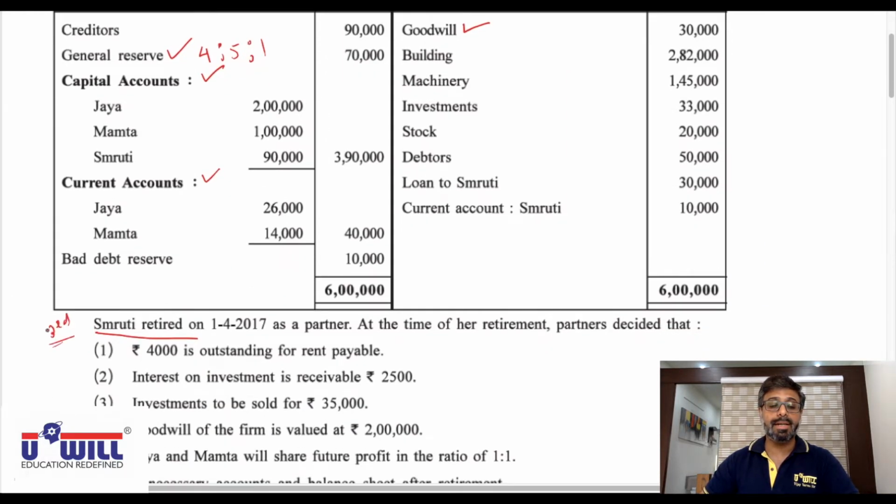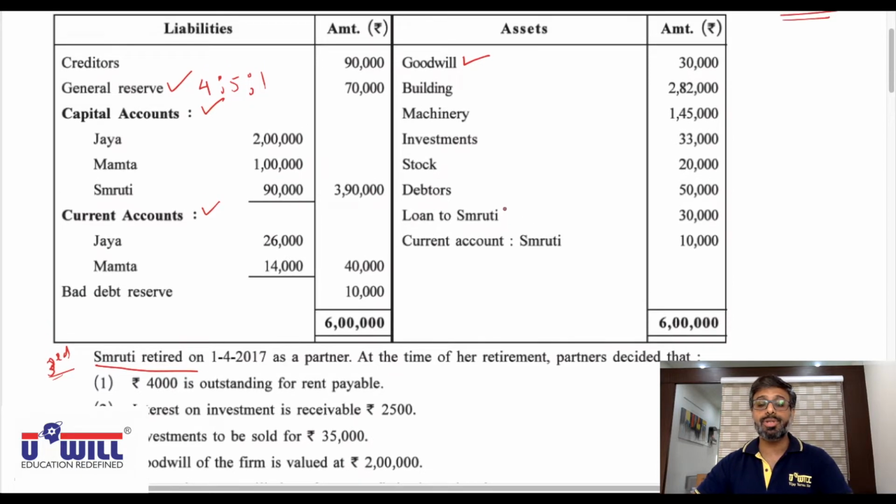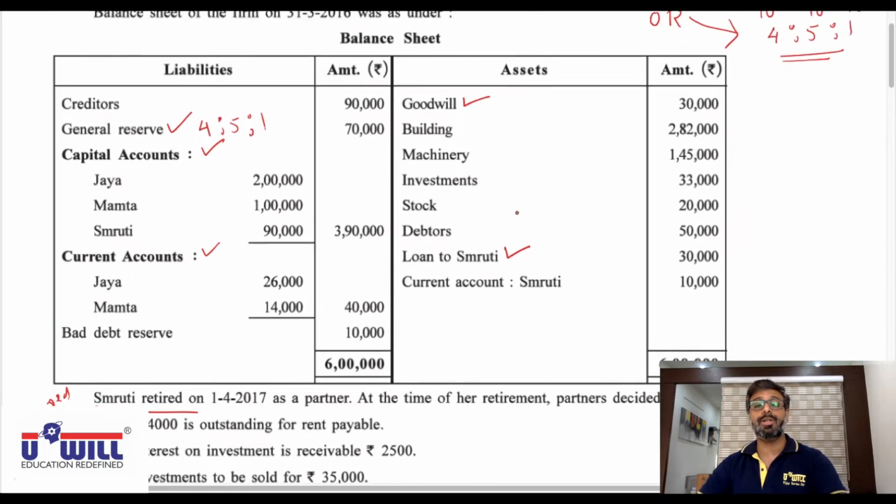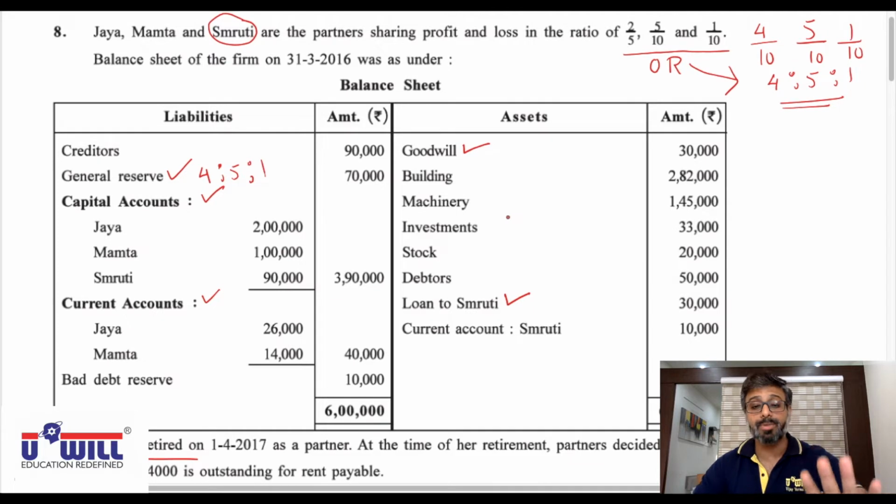So as third partner has retired, loan to Smriti also take, it will be transferred to Smriti's current account. In this question, loan to Smriti will be transferred to her, sorry, not his, her current account. And current account of Smriti also take. Two partners, Jaya and Mamta, have credit balance of current account, they are on the liabilities side. But Smriti has debit balance of current account, it is on the asset side. Asset side means it's a debit balance of current account.